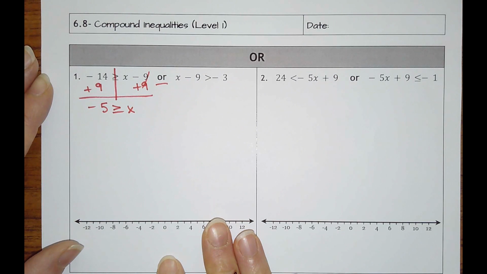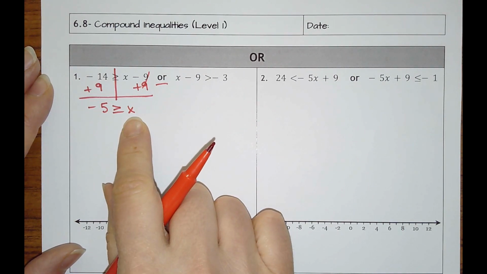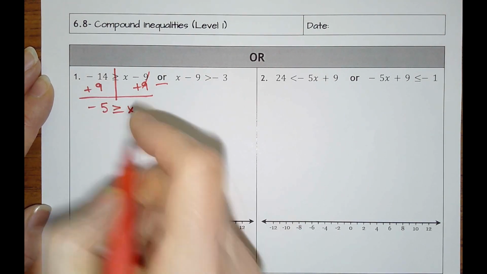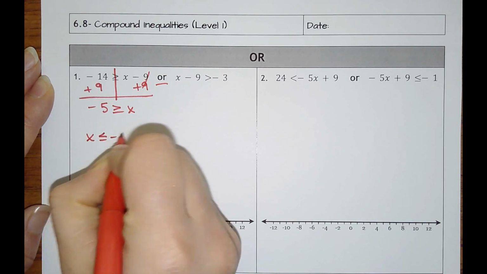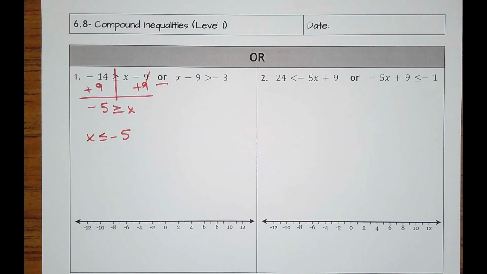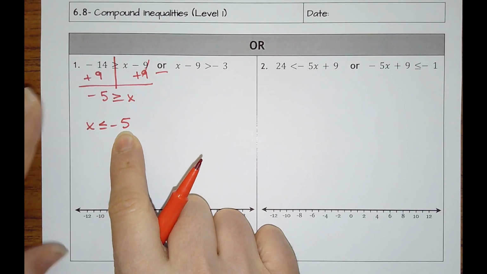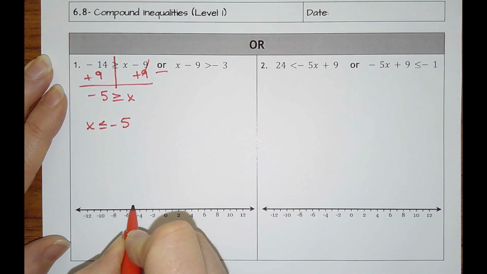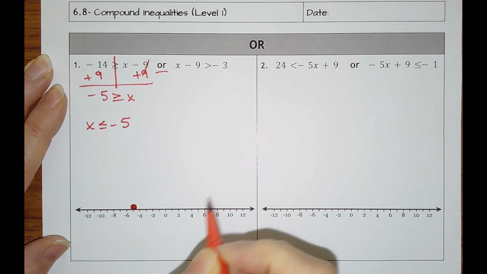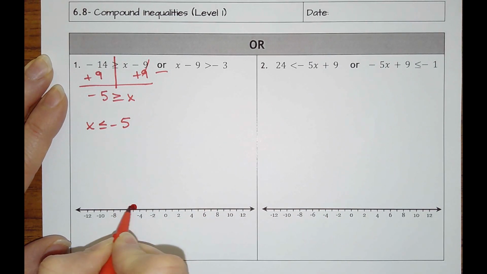I want to rewrite that, though, because x is on the wrong side. X is what compared to negative 5? Less than or equal to. So I'm not flipping, I'm rewriting, and I'm just going to leave it. Actually, let's go ahead and graph it. If this was our answer and only our answer, we need to show all the numbers that are less than or equal to negative 5. So we know that's a closed circle. I'm going to float it up a little bit so you can see better. And then all the numbers less than would go to the left.